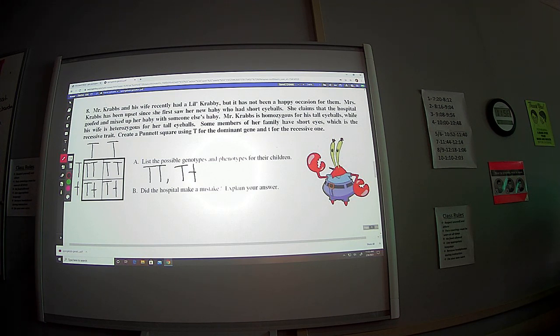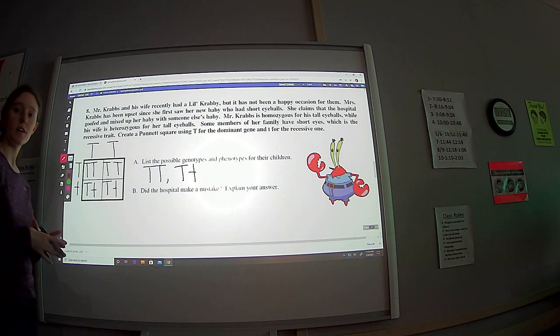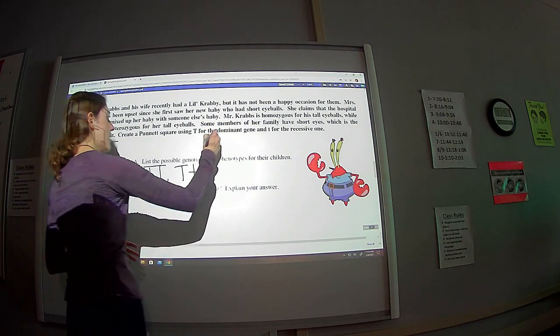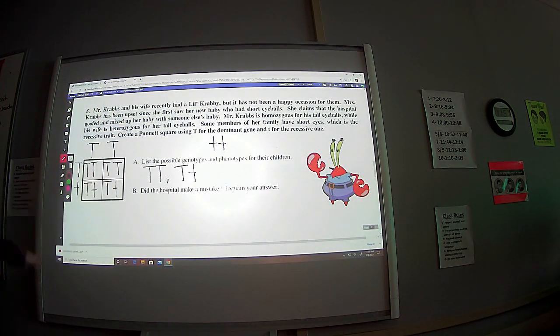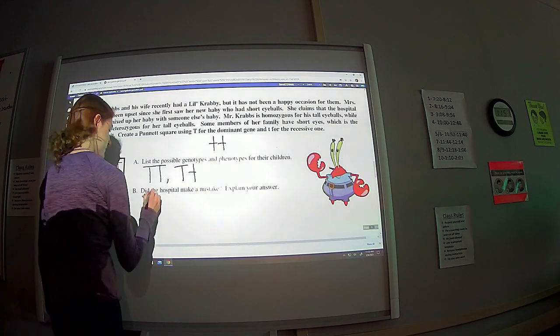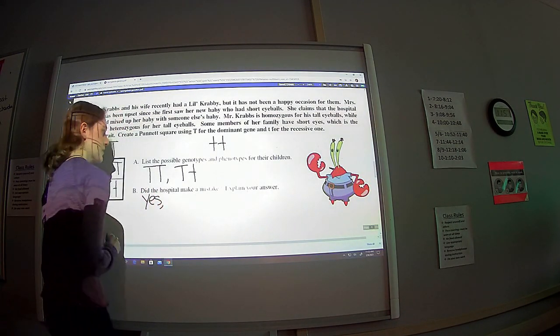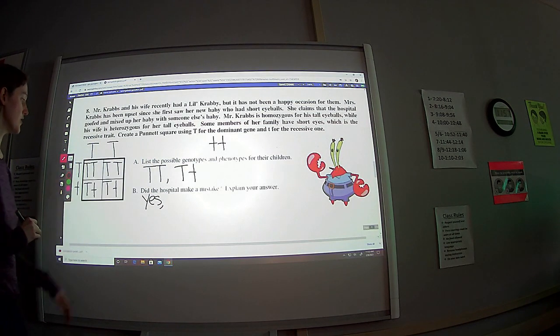So we know that short eyeballs are going to be a recessive trait. So in order to be recessive, you have to show two lowercase letters. None of their combinations would give you two lowercase letters. So in this case, the hospital did make a mistake. The recessive trait is not possible given their genotypes.